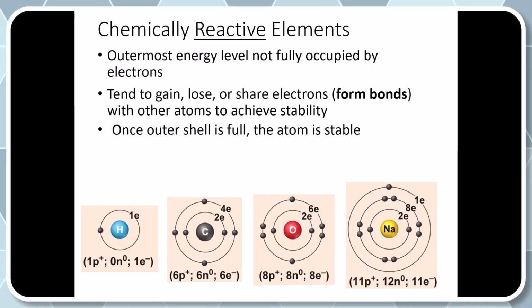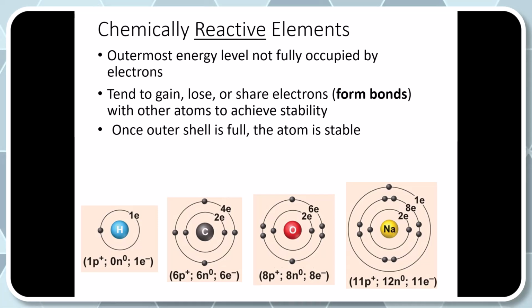With chemically reactive elements, their outermost energy level is not fully occupied by electrons, so these guys are going to gain, lose, or share electrons, which is really just forming bonds. And they do this to achieve stability, and once that outer shell is full, the atom is stable. So on the bottom of this slide, we've got hydrogen on the left. It has 1 electron in its shell. Since it's that first shell, it can only hold 2 electrons, so it would need 1 more electron to be stable. Carbon is the second atom pictured. It's got 4 electrons in its outer shell. How many more does it need to be stable? It would need 4 more.